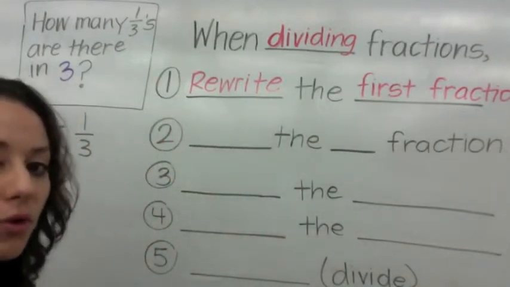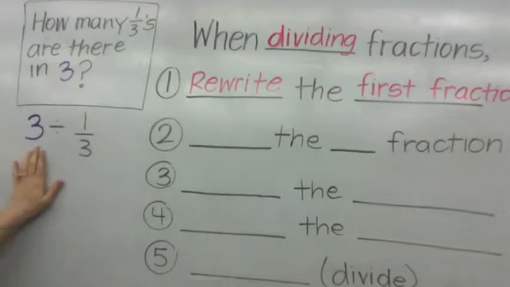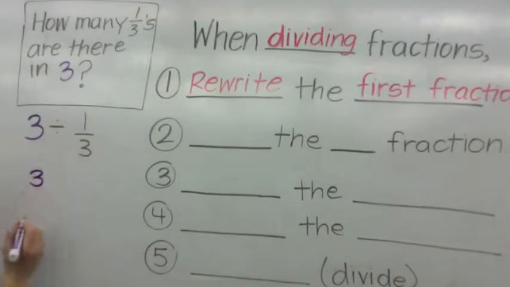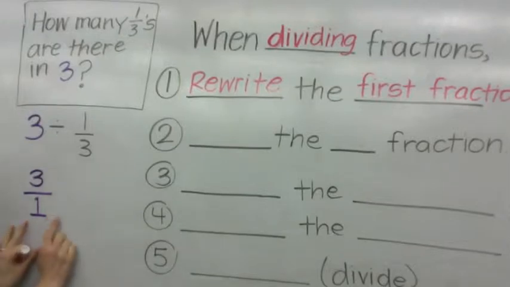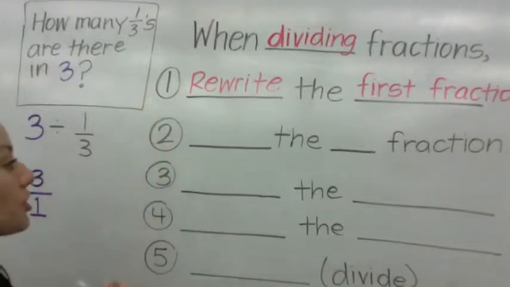Okay, so for example, if you're doing 3 divided by 1/3, you would rewrite this as 3, and how do you make 3 a fraction? 3 divided by what? You can make any number a fraction by putting 1 underneath it, okay? 3 over 1 is the same as 3, so you rewrite it. Step 1, yes? Step 2.